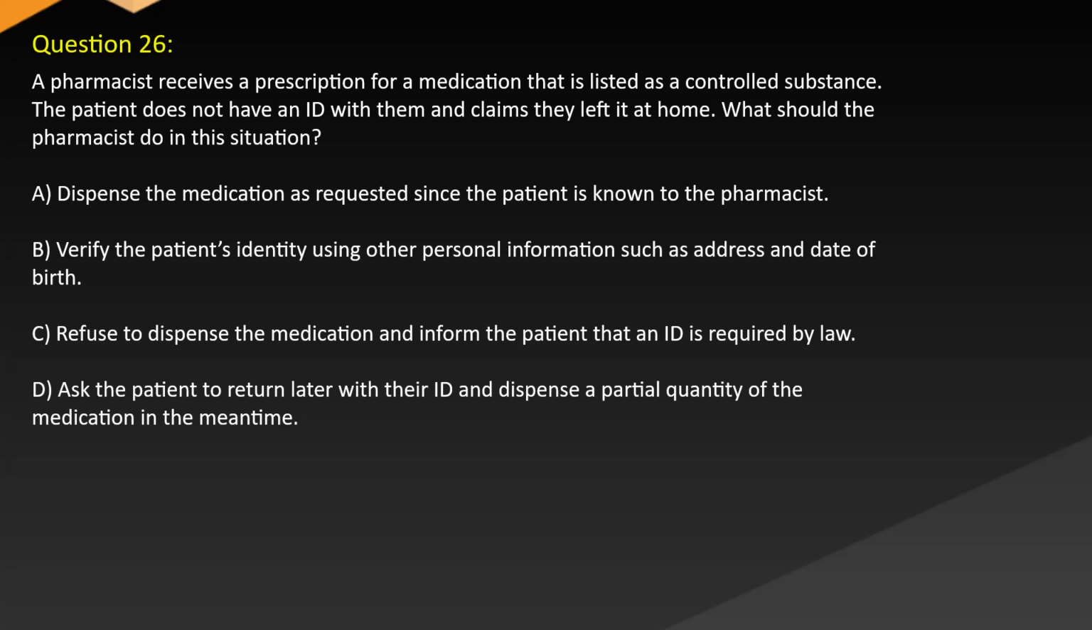Question 26. A pharmacist receives a prescription for a medication that is listed as a controlled substance. The patient does not have an ID with them and claims they left it at home. What should the pharmacist do in this situation? A. Dispense the medication as requested since the patient is known to the pharmacist. B. Verify the patient's identity using other personal information such as address and date of birth. C. Refuse to dispense the medication and inform the patient that an ID is required by law. D. Ask the patient to return later with their ID and dispense a partial quantity of the medication in the meantime.